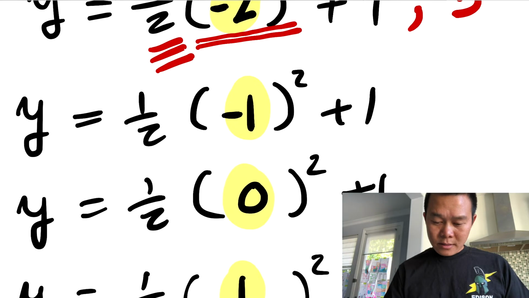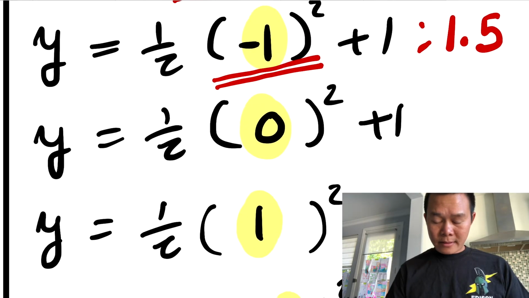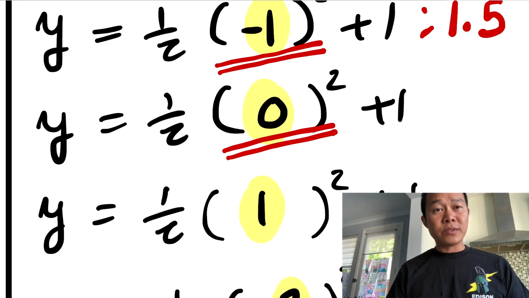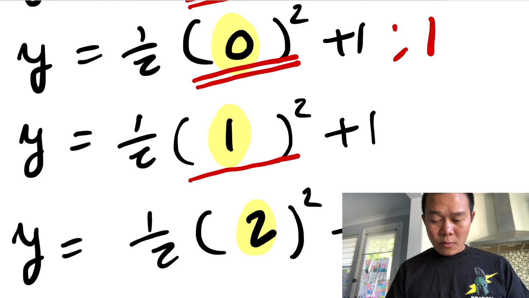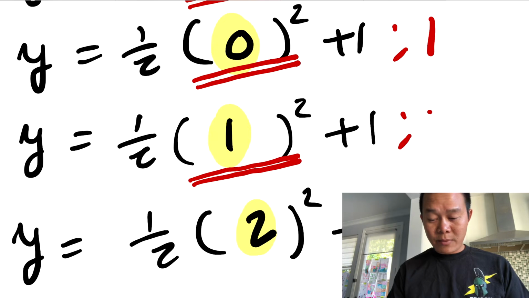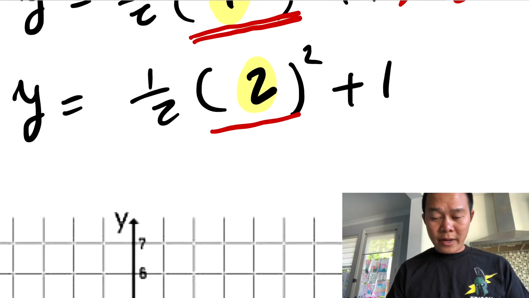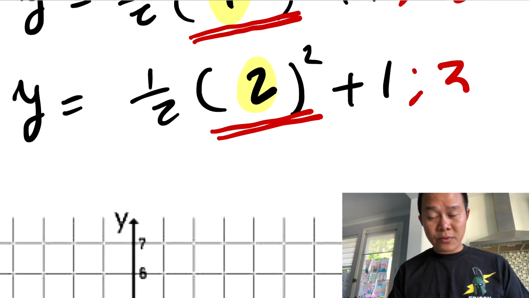Great job. Square first, positive 1. Half times 1, which is going to be a half, okay? A half plus 1 is going to be 1.5. Square 0, that gives you 0. 0 times a half is 0, and then plus 1, that gives you 1. Square 1 is 1, times a half is a half, plus 1 is going to be 1.5. Square 2 is 4, times half is 2, plus 1, that gives you 3.